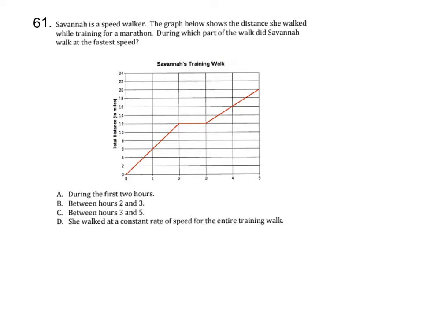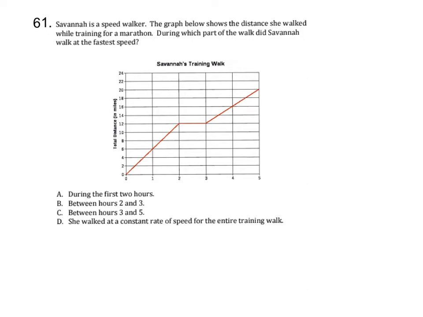61 says Savannah is a speed walker. The graph below shows the distance she walked while training for a marathon. During which part of the walk did Savannah walk at the fastest speed? So we're talking about slope, right? Speed is a rate, slope is a rate. Basically, we're looking for the steepest part of the graph, okay?